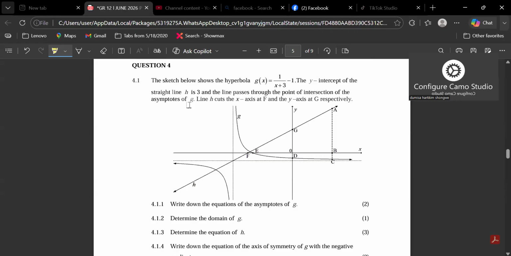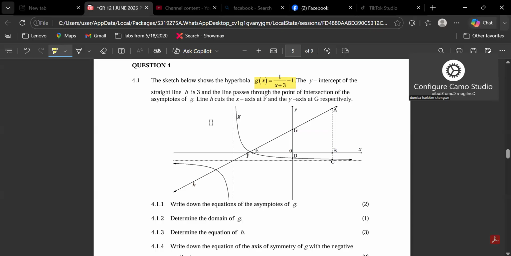What does it say? So our question 4.1 says, the sketch below shows the hyperbola, which is g of x is equal to 1 all over x plus 3 minus 1. Okay, that's the equation of the hyperbolic function. Then it says, the y-intercept of the straight line h is 3, and the line passes through the point of intersection of the asymptotes of g. Okay, so we have the vertical and the horizontal asymptotes.